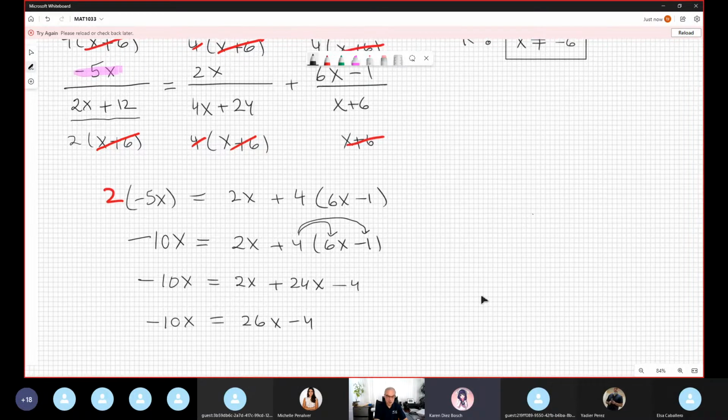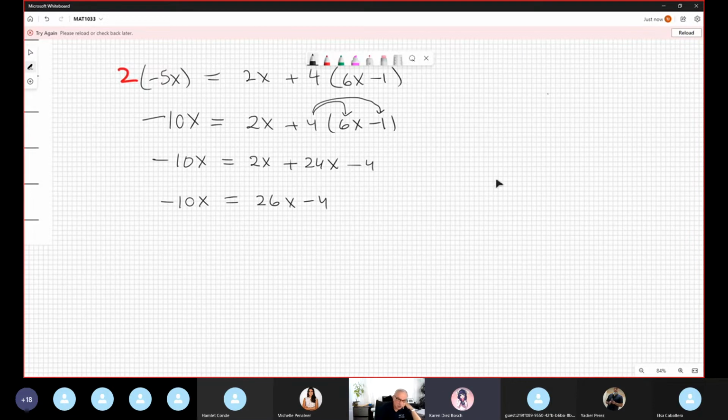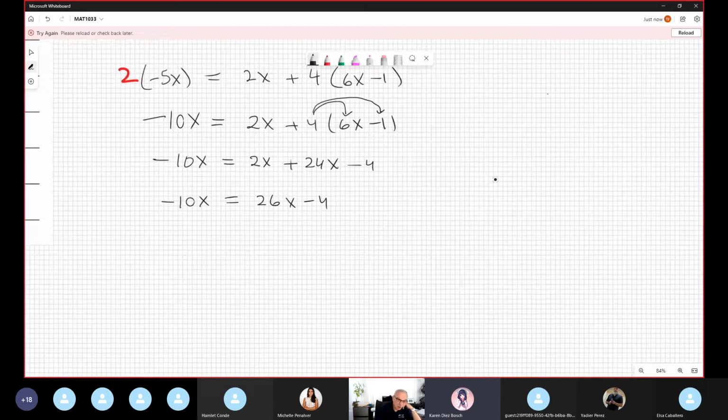Okay. There are many ways to continue. Maybe some students say, well, okay, this minus 10x stays here, and I move 26 to the other side, like a minus 26. And here stays minus 4. I bring down. This is 36x. Combine: 36x equals minus 4, divided by 36 on both sides.